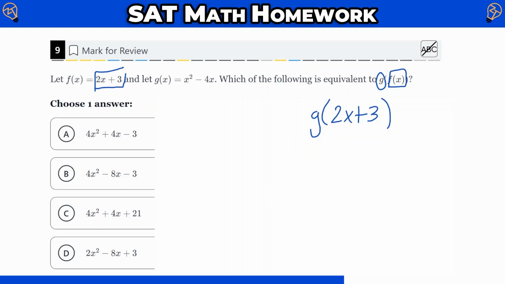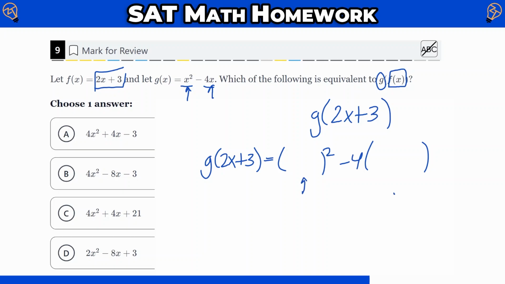Now, in the same way, I'm going to go ahead and take this g of 2x plus 3, just so I have a little bit of space here, and in function g, wherever there's an x, notice I'm just going to put parentheses. So I really have the equivalent of x squared minus 4x, but in place of the parentheses or x, I'm going to input this 2x plus 3.